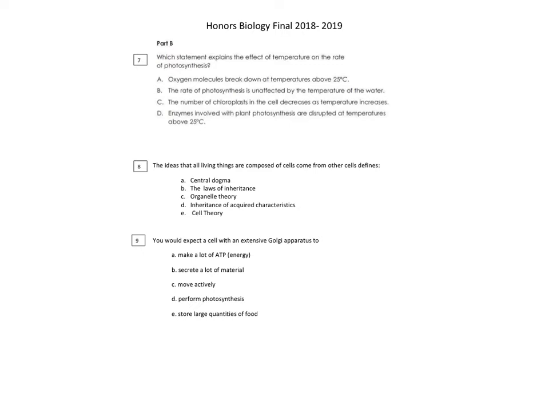So let's take a look at what these answers are. The oxygen molecules break down at temperatures above 25 degrees. That doesn't make sense. Oxygen molecules do not. If that were true, it's often above 25 degrees, especially in the desert in the summer. There would be no oxygen in the desert, right? That wouldn't make sense. The rate of photosynthesis is unaffected by the temperature of the water. Well, we know that's not true because the line moves up and down.